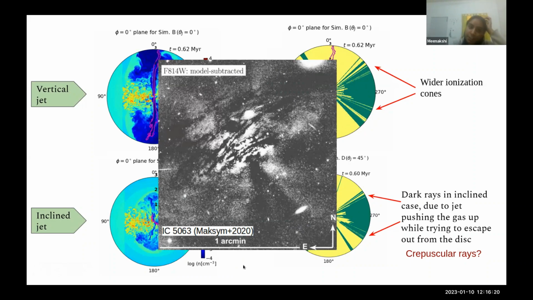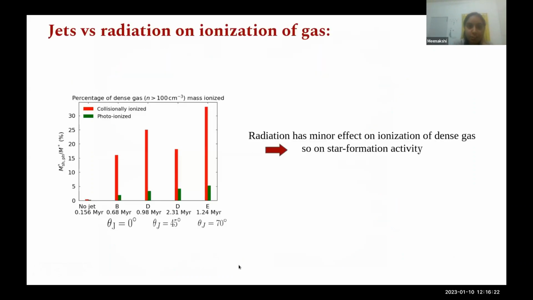And when we studied the cumulative effect of jet and radiation, we found, as you can see in this figure, that the effect of the jet, which is shown by this red bar, is much stronger when compared to the winds. And it's true for all these cases. So it shows that the radiation has a minor effect on the ionization of dense gas, and therefore we also expect that the star formation activity will not be much affected by the radiation when compared to the jets.